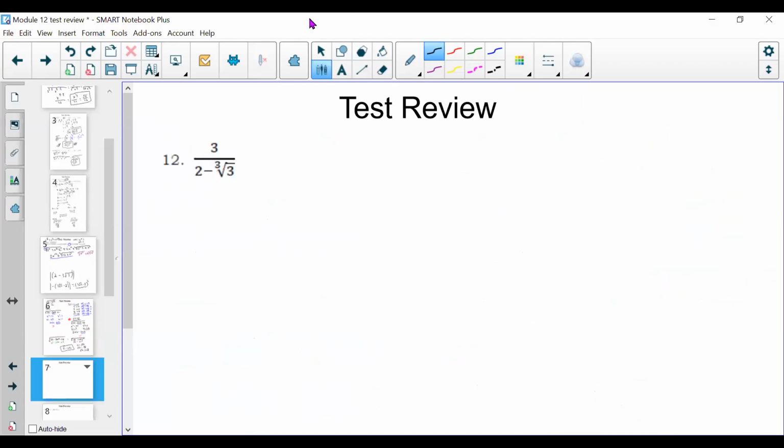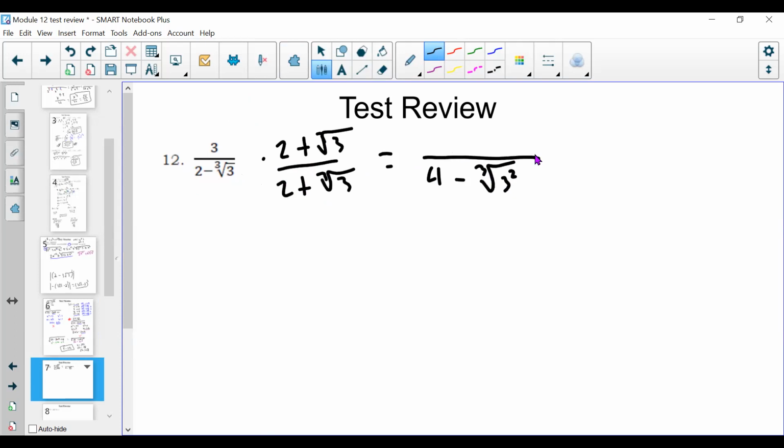All right, number 12. So this is what I was talking about earlier when we were talking about conjugates. I think in the first problem of the review, I have 3 all over 2 minus the cube root of 3, and I want to get rid of this cubic on the bottom. So multiplying by just 2 plus the cube root of 3, that's not going to work, because 2 minus cube root of 3 times 2 plus cube root of 3 is a difference of squares, but what you end up getting is 4 minus the cube root of 3 squared. And that still leaves you with a cubic on the bottom of 4 minus the cube root of 9. You didn't get rid of it. So this method is not going to work because of that.